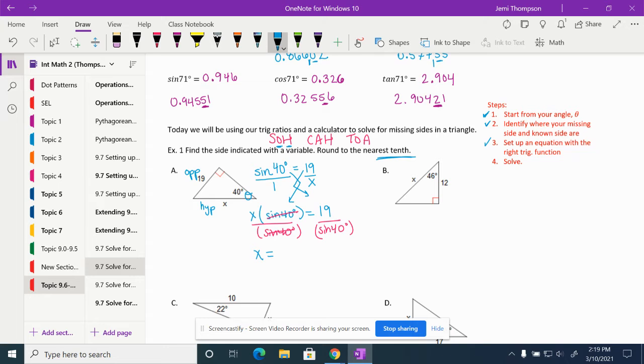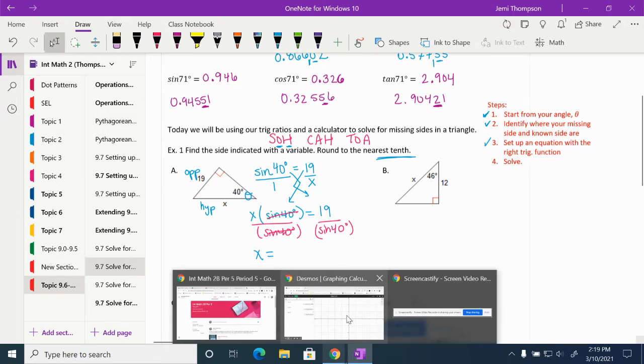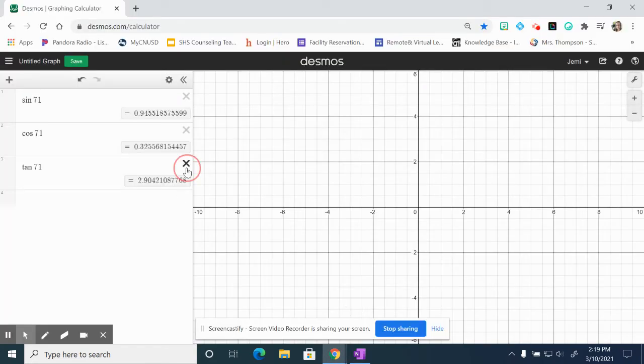Depending on your calculator, you might have to do this in 2 steps. If you have a multi-line calculator or if you're using decimals, you can do it in 1 step. So I'll show you what I mean. 19 divided by the sine of 40. I may have to do the sine of 40, get an answer, and then do 19 divided by this number.